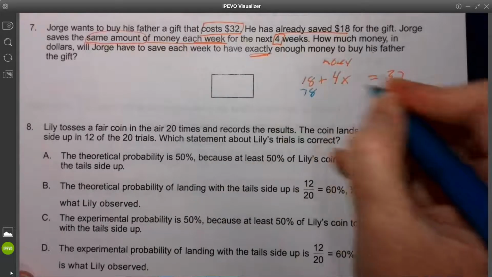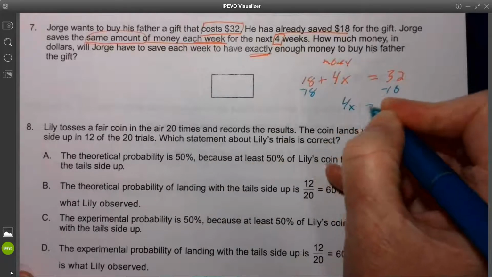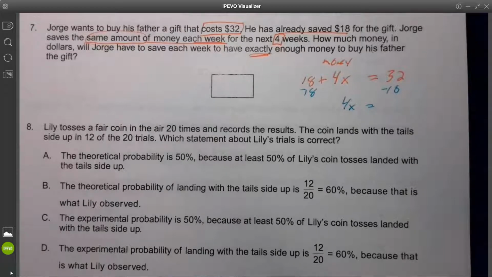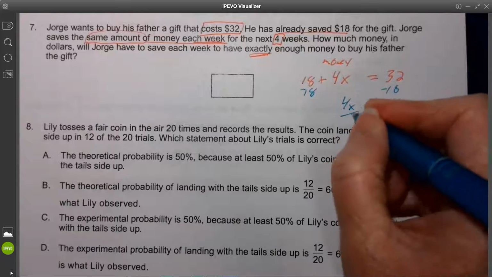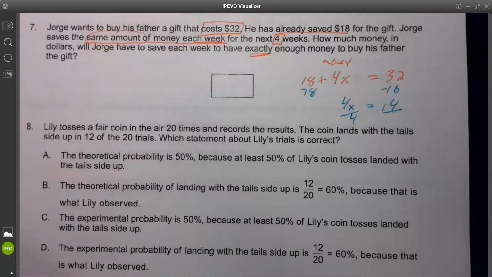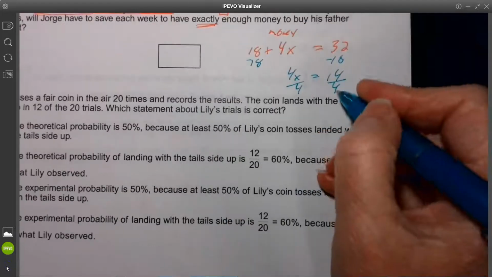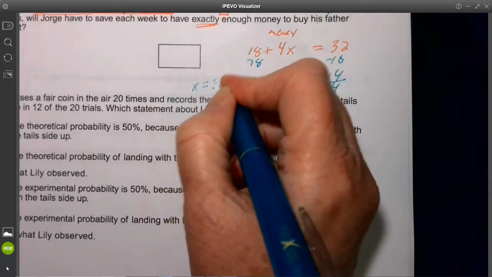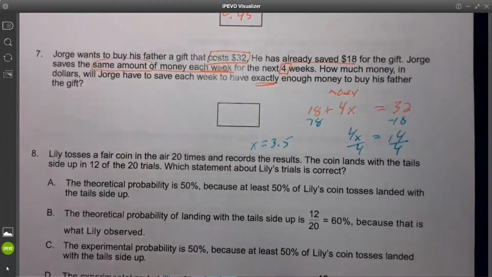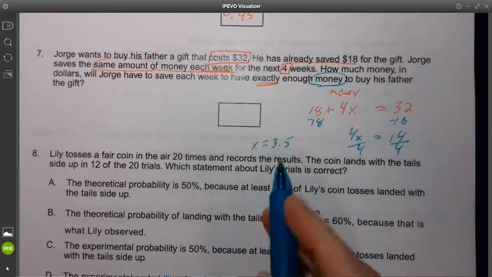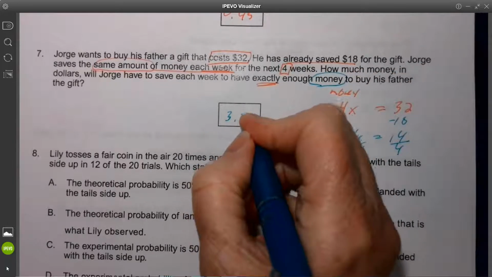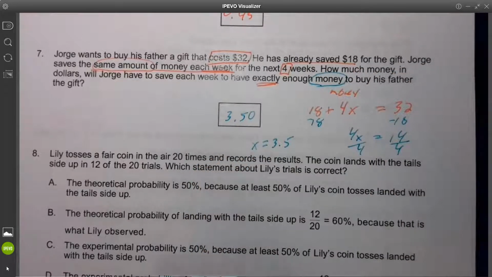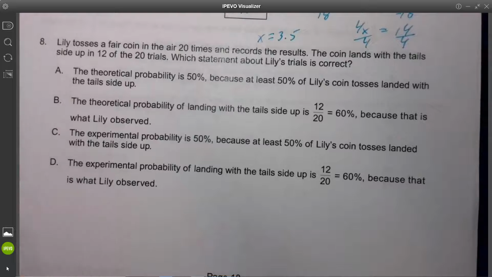We're going to subtract 18. We're going to divide by 4. When we divide by 4, we get x is equal to 3.5. Now, that is not our answer, though, because they are asking for money. When they're asking for money, we need to give our answer in money. So $3.50. Now, if this is a computer one, they'll probably have the dollar sign out here, hopefully. So just to let you know, you don't always have to put the dollar sign in.